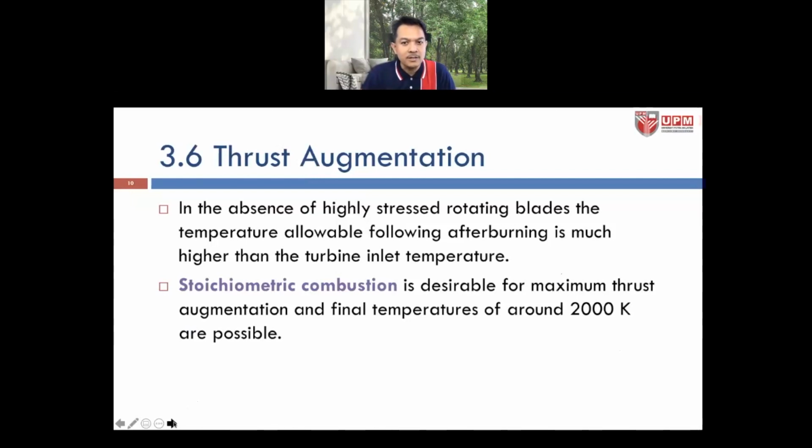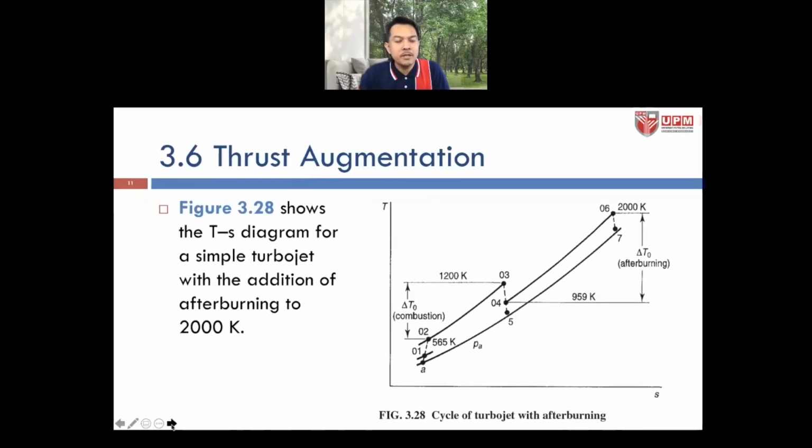Stoichiometric combustion is desirable for maximum thrust augmentation, and final temperatures of around 2000 Kelvin are possible. This particular figure shows the TS diagram for a simple turbojet with an addition of afterburning to 2000 Kelvin. So, cycle of turbojet with afterburning. We have the ordinary cycle of the TS diagram, but at this particular moment, we increase further.